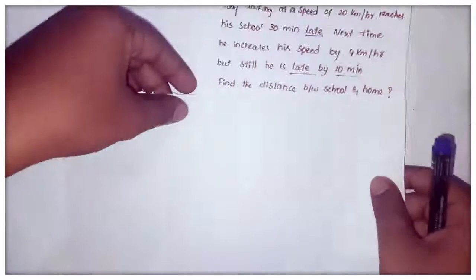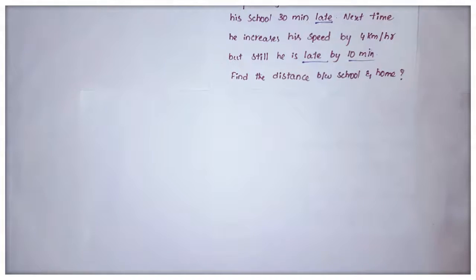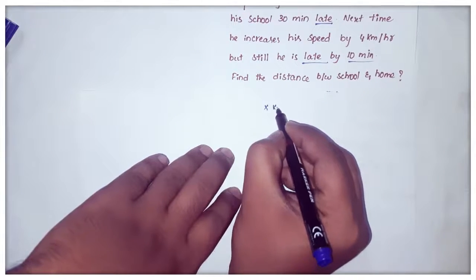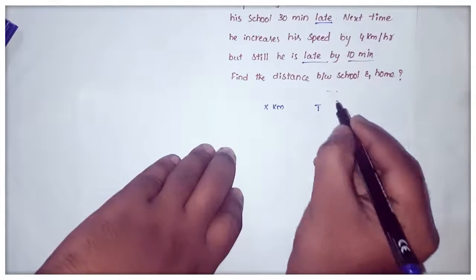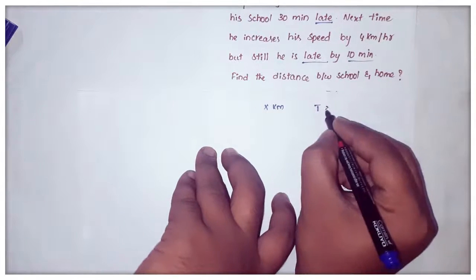Okay, so Tony is walking at a speed of 20 km per hour, reaches his school 30 minutes late. Next time, he increases his speed by 4 km per hour, but still he reaches 10 minutes late. Find the distance between school and home. So let us consider that x kilometers is the distance, and t is the actual time at which he is supposed to be there. Okay, that is, t is the actual time.